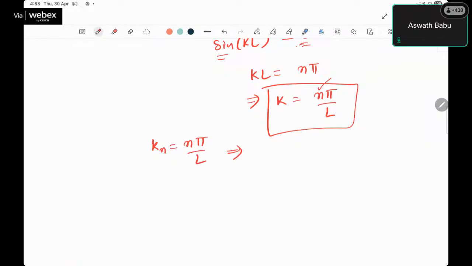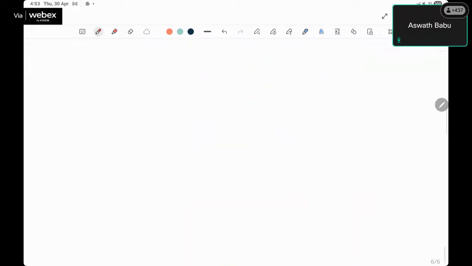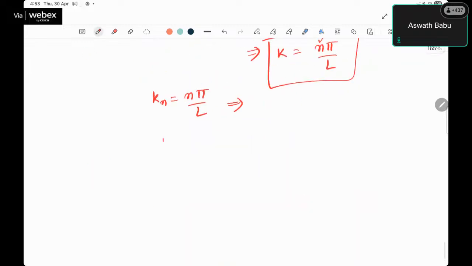So what is k, by the way? k has a dependence on the integer n. Let me substitute k_n equal to n pi by L, which equals the square root of 2mE by h bar squared. Here you see, on the left hand side I have n, on the right hand side I have energy. Mass is fixed, h is fixed.